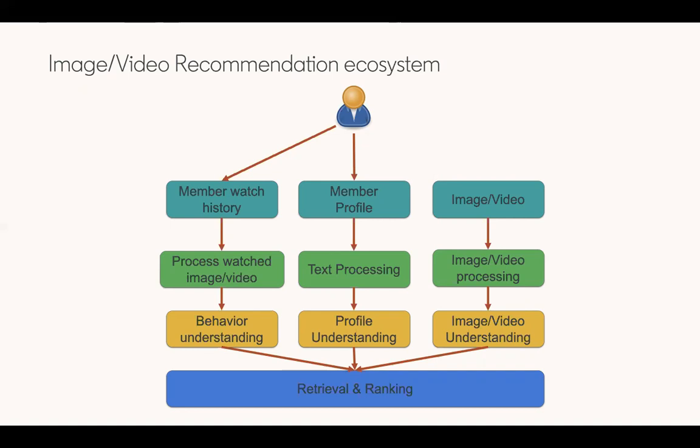Finally, we will use the same image and video processing technology that is used to process the member's historically watched videos and images to process the target image or video that we are considering to show to this member. So we build an understanding of the image or video that we want to show to this member. We already have an understanding of the member through the profile and the member's watch history. And if these understandings match in some sense, we can retrieve and rank these videos or images for this member.